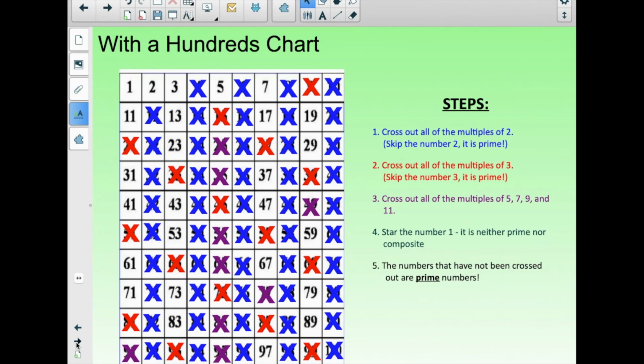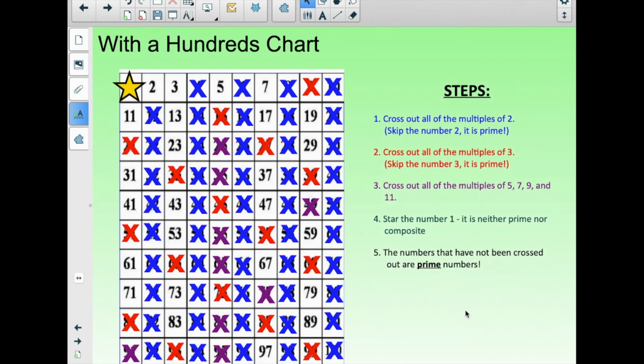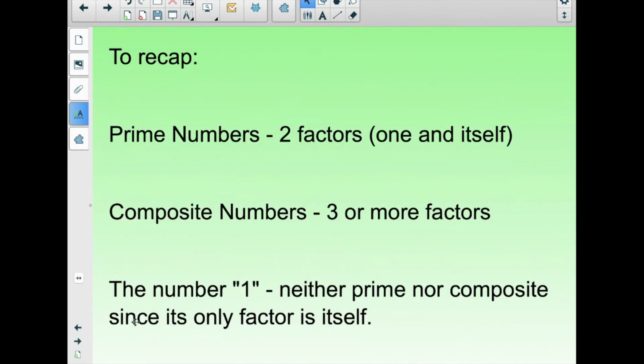The fourth step is to star the number 1 because it is neither prime nor composite. Because 1's multiple is 1 times 1, 1 is its only factor, which makes it neither prime nor composite because it only has one factor. The numbers that are left, the numbers that have not been crossed out, are all of your prime numbers between 1 and 100.